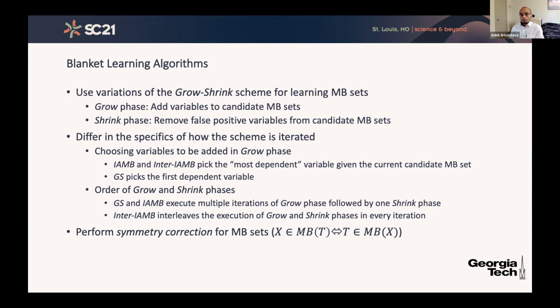Then you might have noticed from the toy example that the Markov blanket is a symmetric relationship. So symmetry correction is performed. And then because the PC, parents and children set, is a subset of the Markov blanket, we can prune out the variables that are not part of the PC from the MB set to get the PC. And once you have the PC, it's like the direct descendant for all the variables, and you can combine them to get the complete Bayesian network structure.